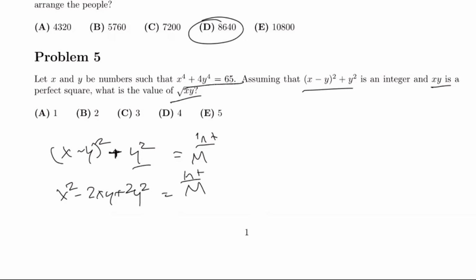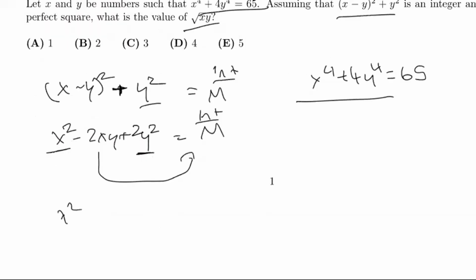And we're also given this. So x to the power 4 plus 4y to the power 4 is equal to 65. And we see these values here. So x squared plus 2y squared. And we notice that squaring them will give us something similar to this. So we're just going to go ahead and move 2xy to the other side. So then we're left with x squared plus 2y squared is equal to m plus 2xy. And then we'll square both sides.